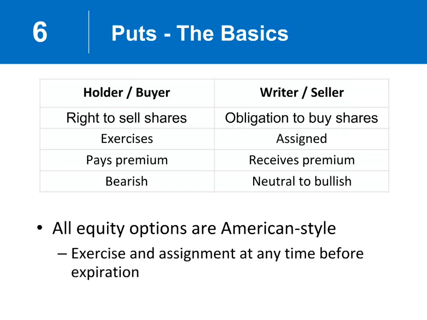One thing that it's important to be straight on is that all of these listed options we're talking about are American style. That's an important distinction, American versus European style. The American style option can be exercised or assigned at any time from the point you buy it right up until expiration. The other type, European style options, can only be exercised or assigned on expiration day itself. So we're talking about American style, where you can exercise or be assigned at any time.